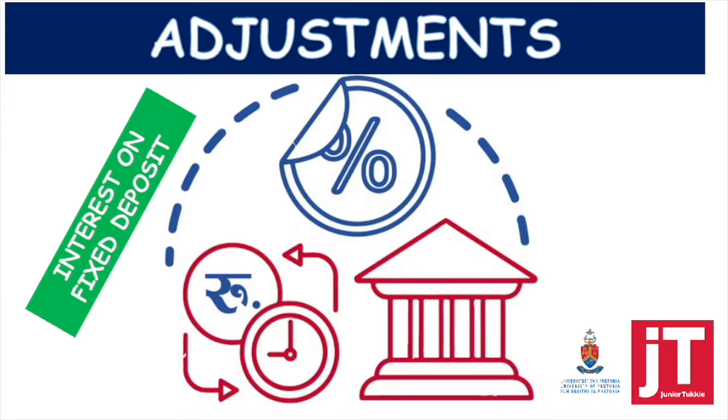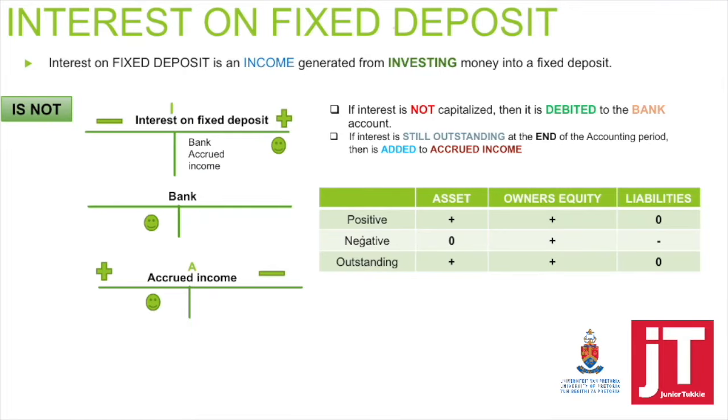I'm Mrs. Bromacombe, and we are going to look at adjustments where our focus now is going to be on interest on fixed deposit. What is interest on fixed deposit? It's an income which we generated from investing money in a fixed deposit. Now, there's also two things that can happen with this. First, interest is not capitalized.